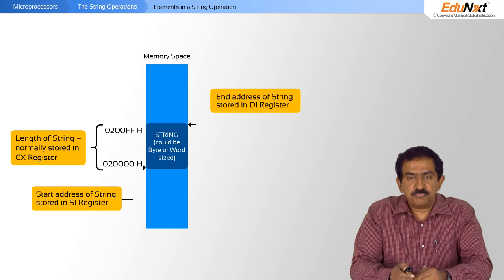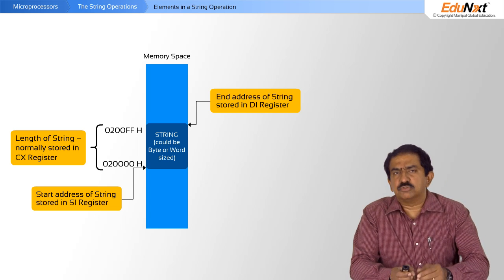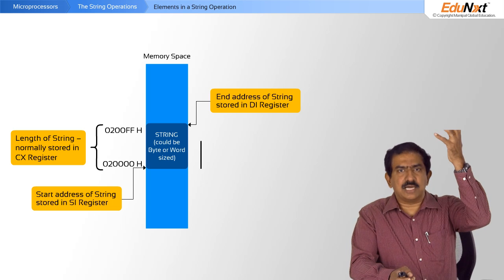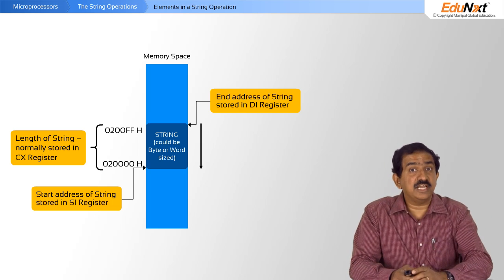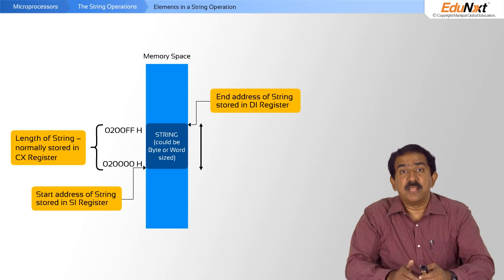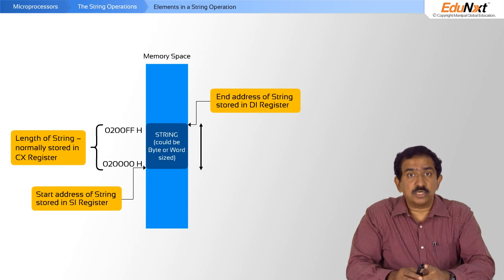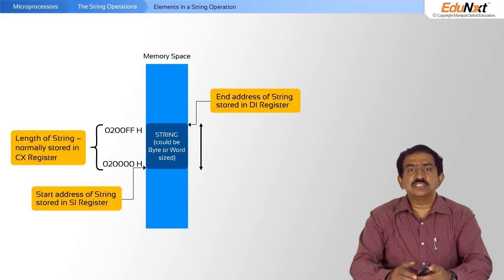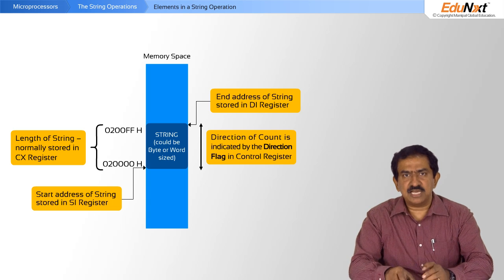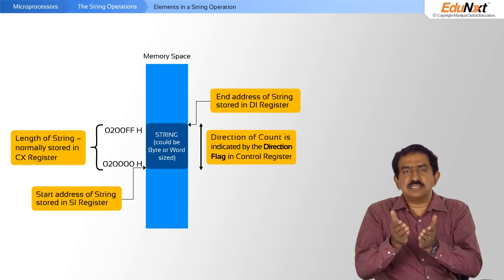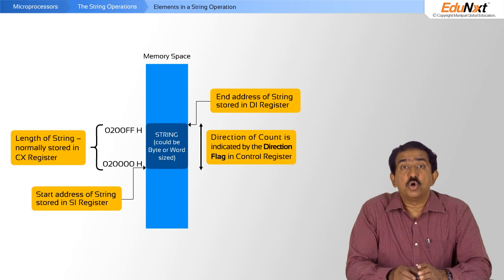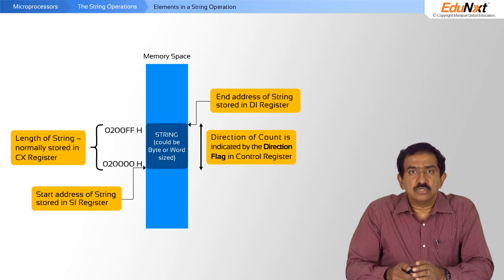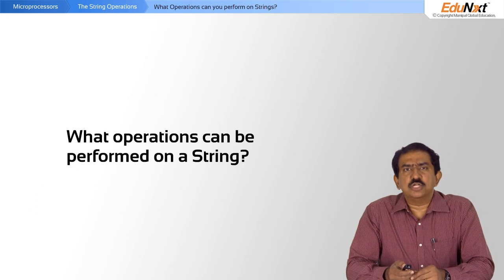In addition to this, in a string you can count either upwards from the start address of the string or downwards from the end address. So you can go up and down in the string. And to tell the processor what direction you're going to use, you use something called a direction flag. The direction flag is a bit within the processor that indicates what direction the count is going, upwards or downwards. Okay, so what operations can you perform on a string?